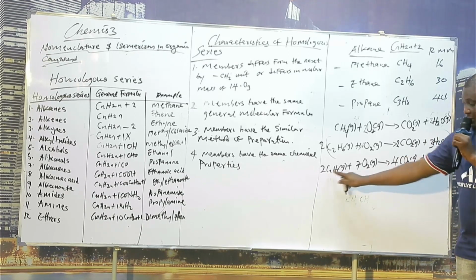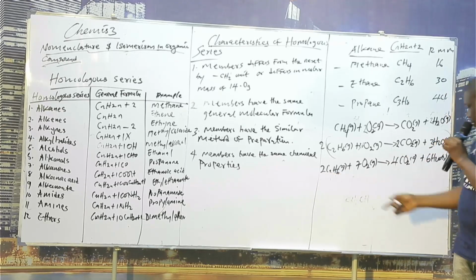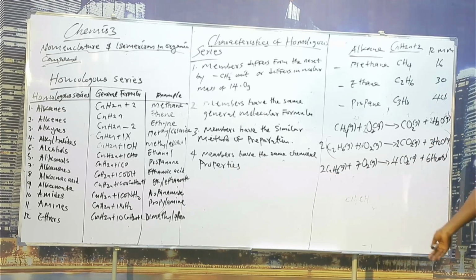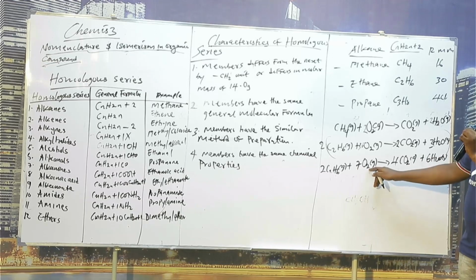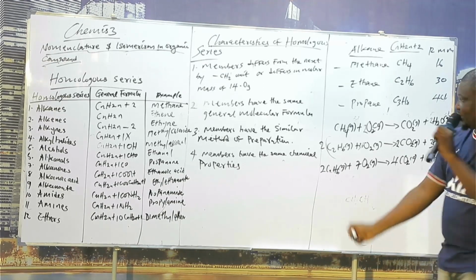2 times 2 is 4. Carbon is 4. 2 times 6 is 12. 6 times 2 is 12. It's balanced. 7 times 2 is 14. 4 times 2 is 8. 8 plus 6 is 14. Equation is balanced. Please balance this one for me.